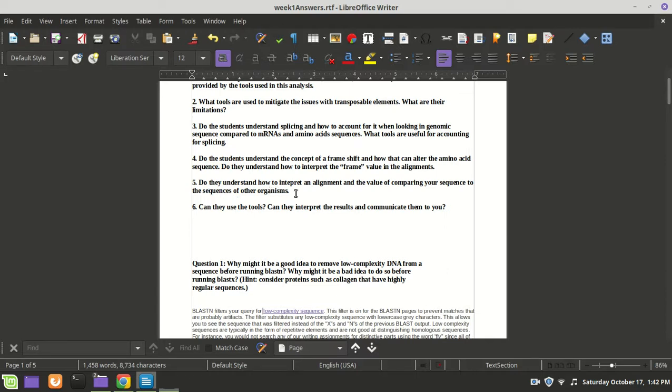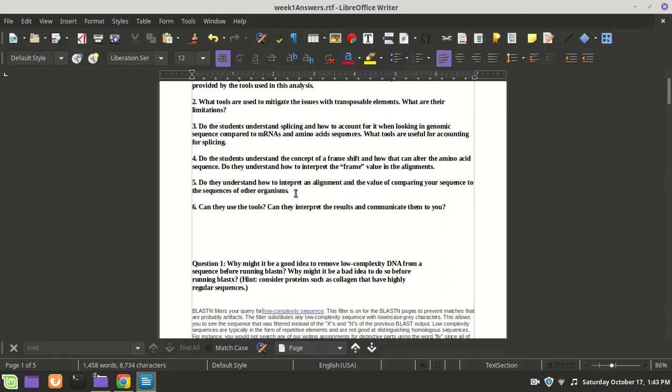All right, do they understand how to interpret an alignment and the value of comparing your sequence to the sequences of other organisms? So in other words, you have an alignment. What does that tell you? What is the value of an alignment? Well, the alignment will tell you regions that are important because they're conserved over evolutionary time. So those are probably the ones that are used for the function of the actual protein.